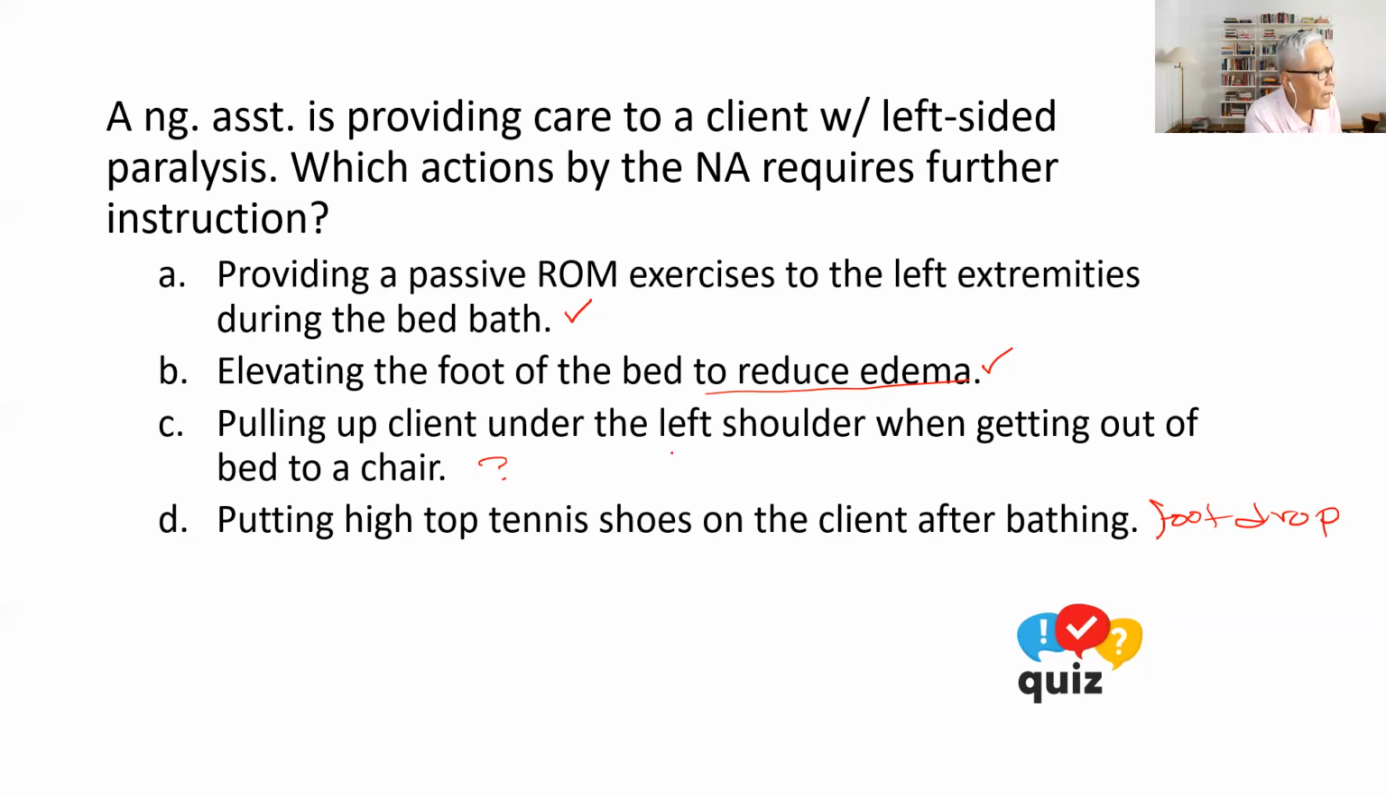But pulling up the client under the left shoulder has a potential for causing injury to the brachial plexus. And that is the reason why, whenever we lift patients who have had a stroke, we should not pull them from the axilla. We should always use a lifting sheet or a draw sheet. Okay, so this is problematic. Letter C is incorrect, is not a good intervention, and therefore we need to teach the nursing assistant to avoid doing that.